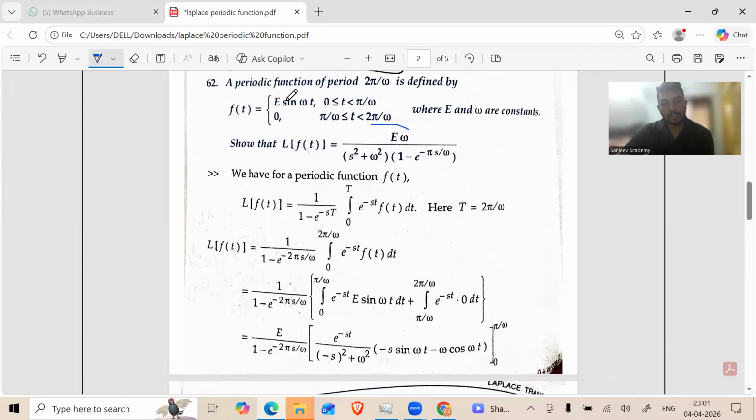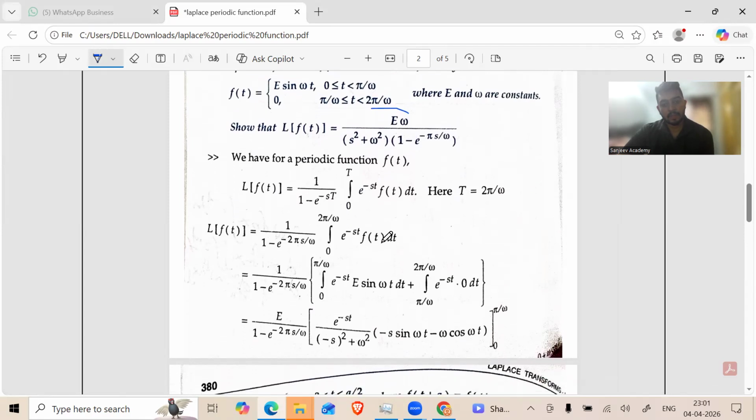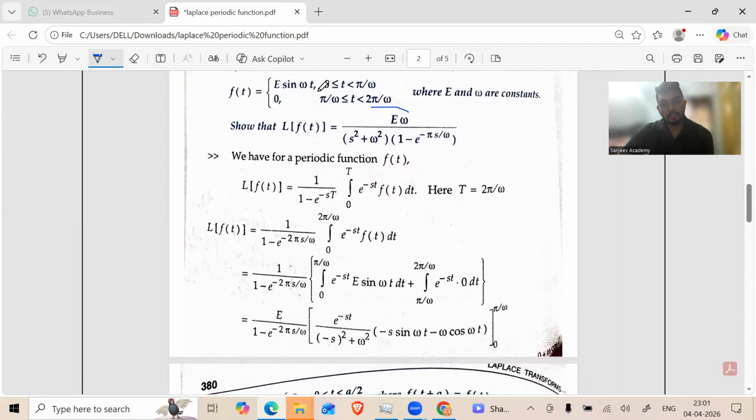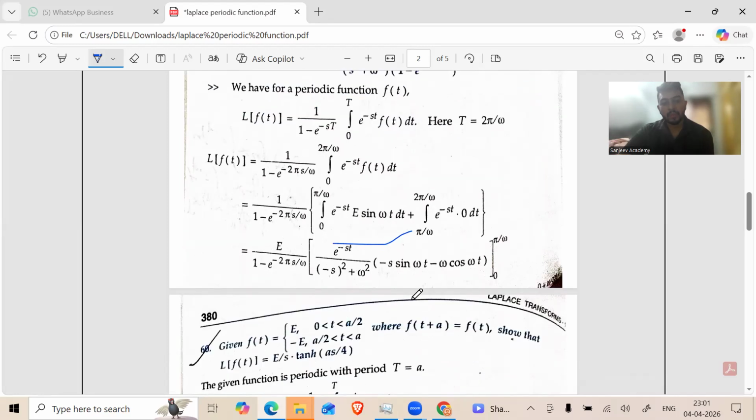And what is my e power minus st? E sin omega t. That you have to put as it is. So 0 to pi by omega. Now, e power minus st, this E you can take outside.